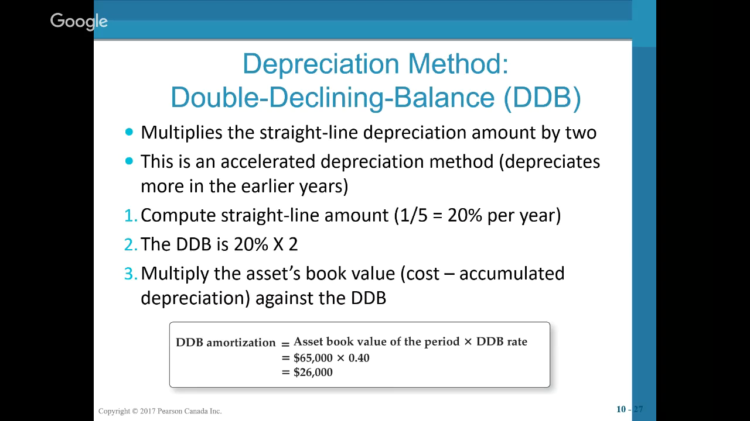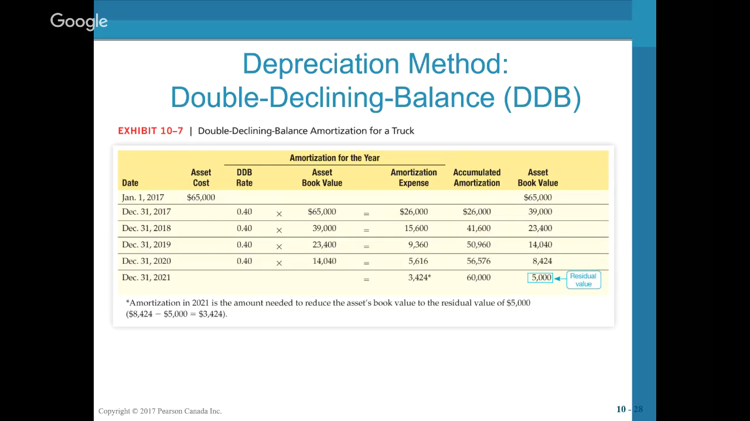Okay, let me put this up on the screen so you can see how this calculation goes. Okay, we buy the asset for $65,000. We've worked out that the double declining balance rate is 40% or 0.4. 65,000 times 40% gives you a depreciation expense of $26,000. Our accumulated depreciation is now $26,000. Our book value, or our carrying amount, they're the same thing, is 65 minus the 26, which gives us $39,000.